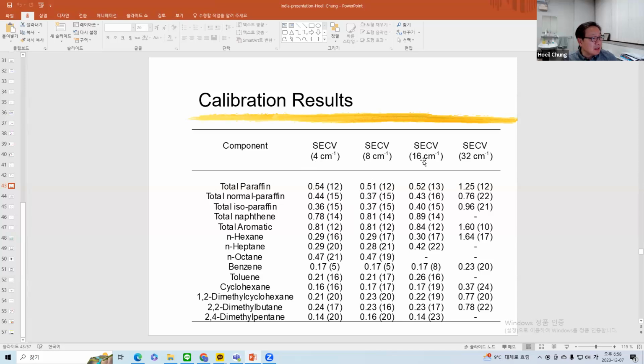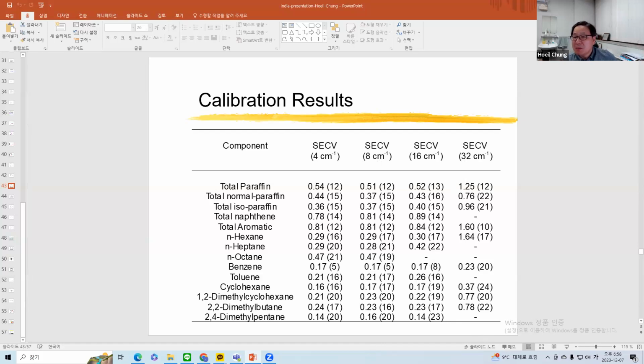But from 16, you can see the error is getting higher compared to this column, and that means it is impossible to measure. And at 32 wave number, the lowest resolution, the error is much higher. So based on my experience, at least in NIR measurement, I think you might want to have at least a resolution of 8 wave number.